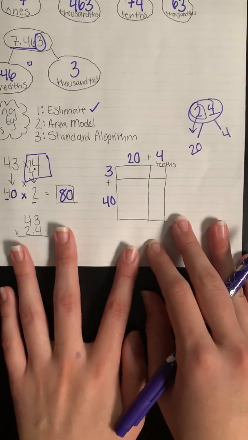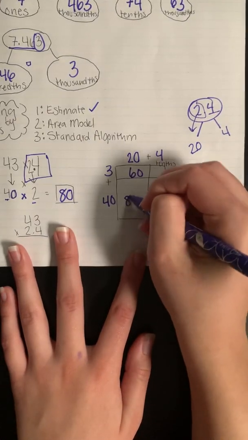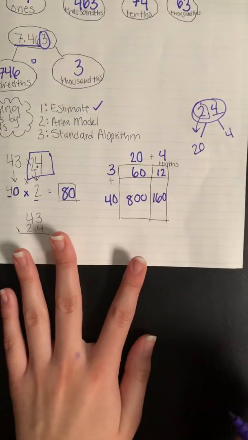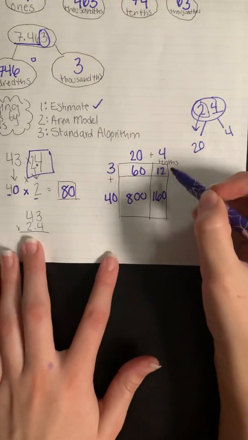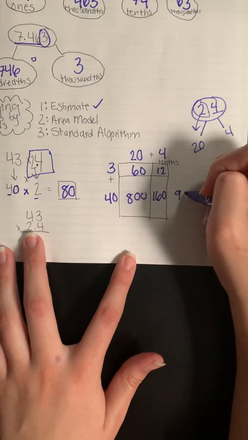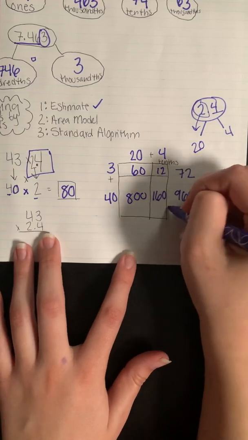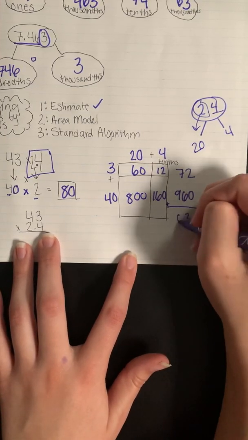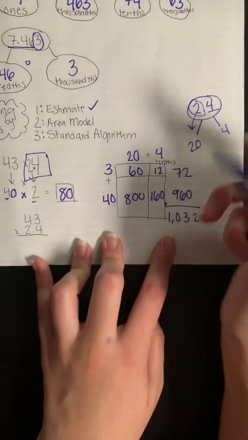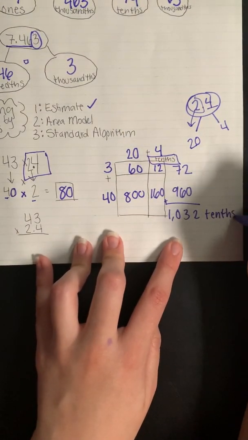Now we are going to start multiplying. 3 times 2 is 6 and 1 zero. 2 times 4 is 8 and 2 zeros. Then 3 times 4 is 12. 4 times 4 is 16 plus 1 zero. The next step is to add everything up inside of this. This row would be 960, and this row would be 72. If we add that up, we'll get 1,032. That is not our final answer, because remember we changed this into only tenths. So 1,032 tenths is our answer.